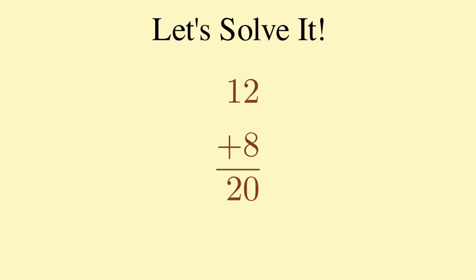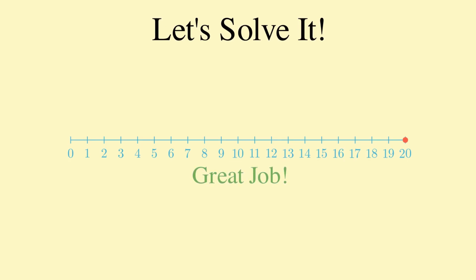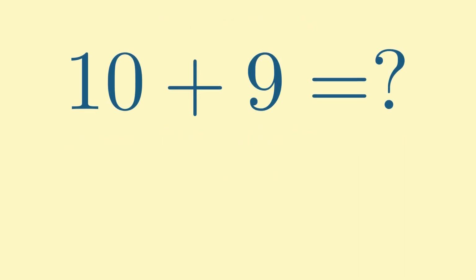We can also use a number line. Start at 12 and move 8 steps forward. 1, 2, 3, 4, 5, 6, 7, 8. We land on 20. Great job! Now, let's move to the next question. What is 10 plus 9?